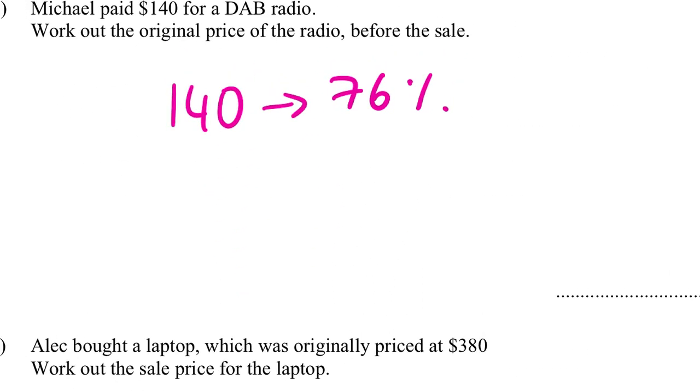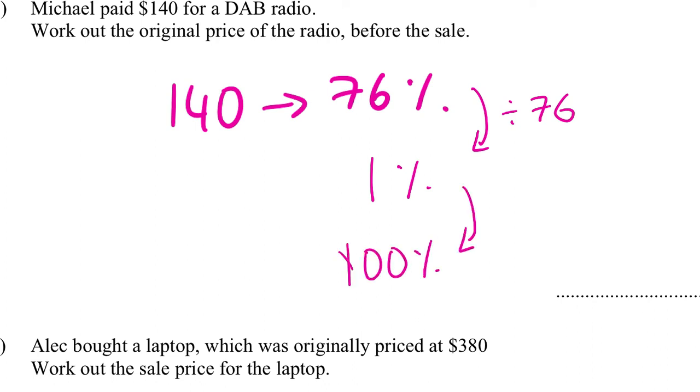How am I now going to find the original price? You're 76 divided by. Yeah, absolutely. I'm going to divide by 76 to find 1%, and then I'm going to multiply by 100 to find 100%. So 140 divided by 76 times 100. So it's 184.21.